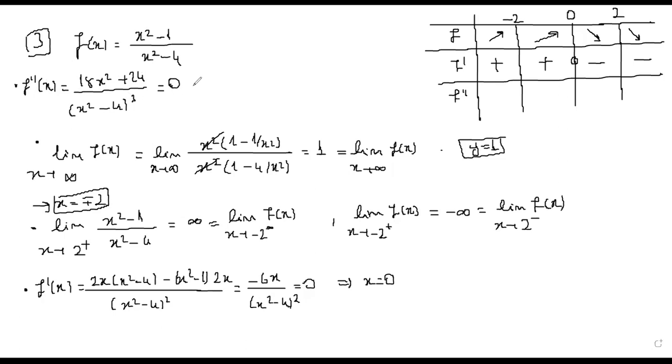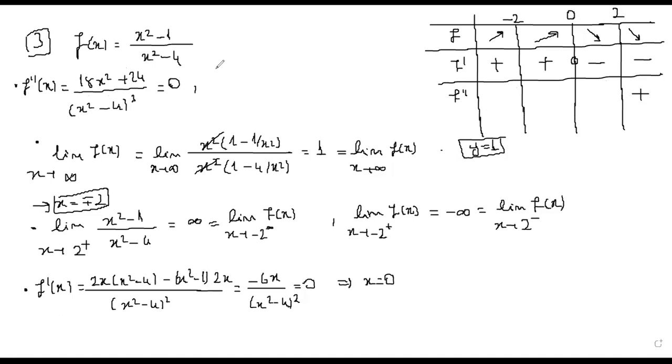But remark that, let's check here. Okay, when x is greater than 2, we have something positive here, right? The numerator is always positive, so let's check only the denominator. When x is greater than 2, it's positive, so we have plus.